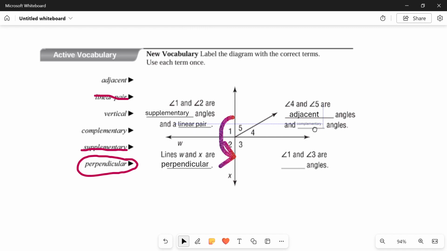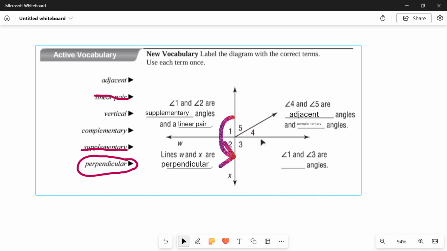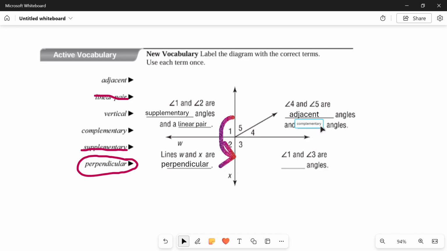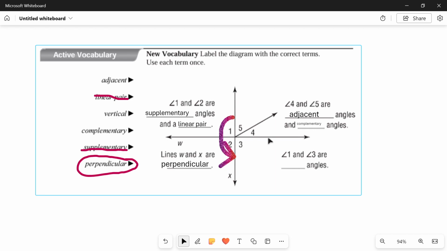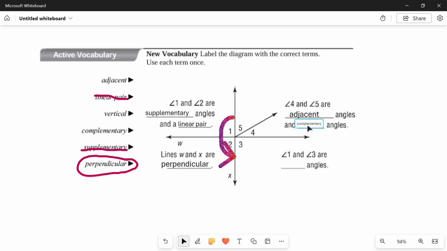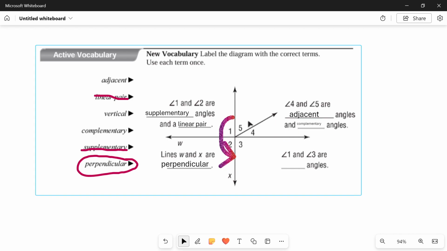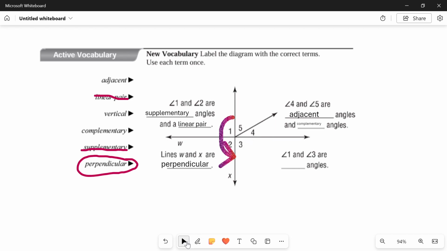A compliment that you give to somebody is spelled with an I, C-O-M-P-L-I, compliment. But this is not a compliment, this is a complement, which means they together add up to 90 degrees. When an angle complements another one, it makes it a right angle. So two angles that complement each other are two angles that make each other right angles, 90 degrees.